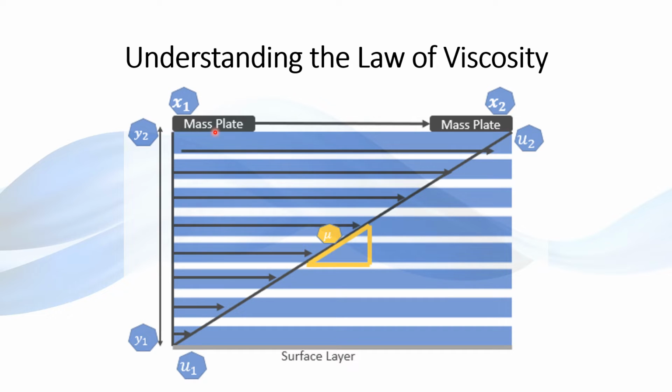the plate is acted on by a driving force P. That force causes the mass plate to move from position 1 to position 2 with some velocity. The gradient is created and assumed to be constant in Newtonian fluid and thus has a linear rate of change. This is the gradient right here, the rate of change. The slope of that gradient is the viscosity of the fluid.